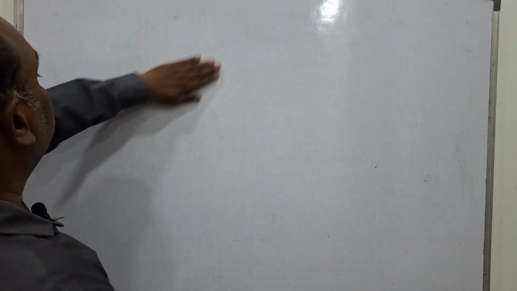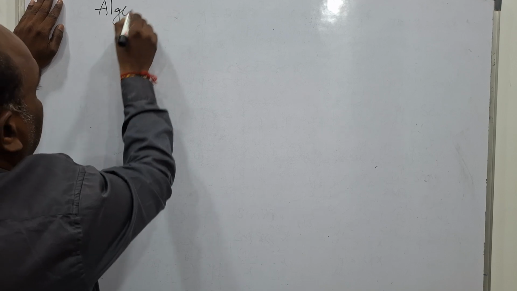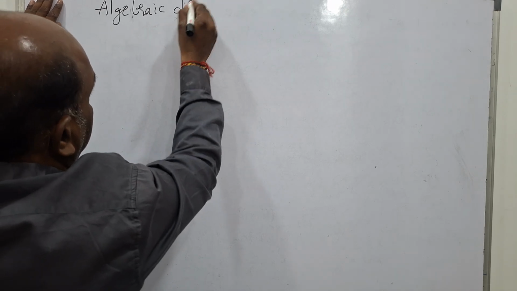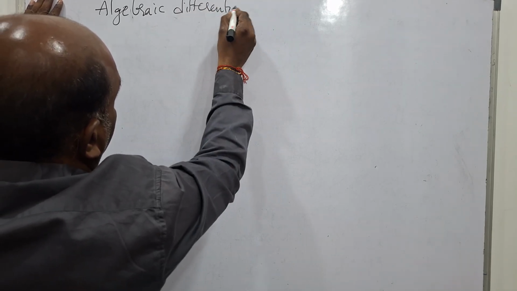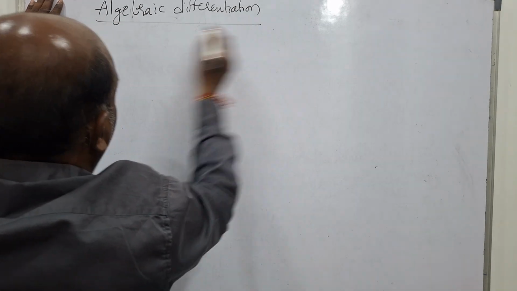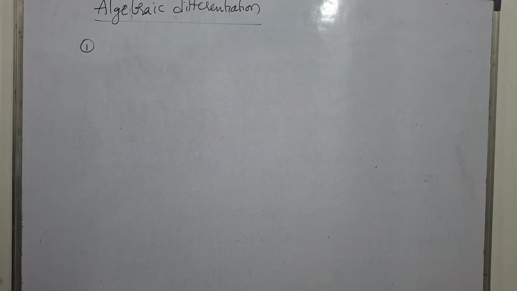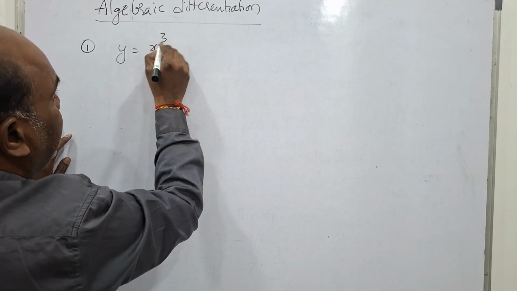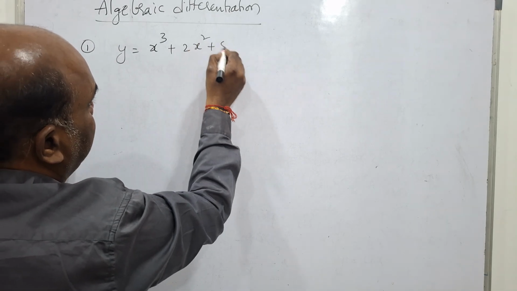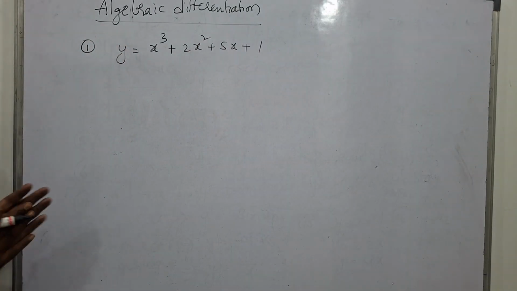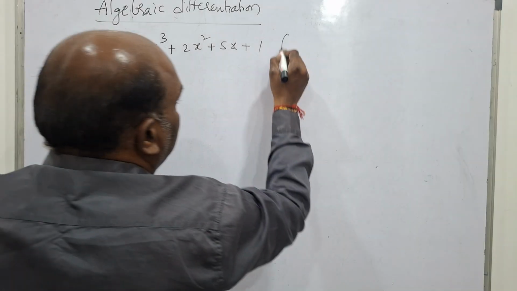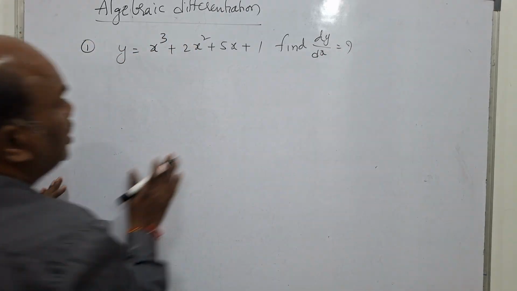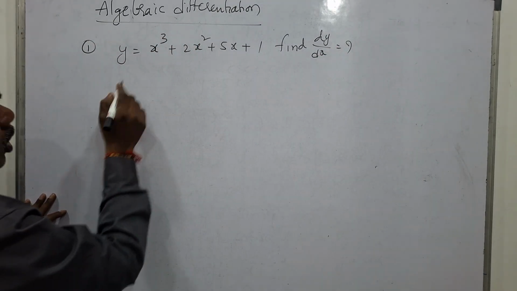Now, algebraic differentiation. Question number 1, beta. Please note down. Y is equal to x power 5, x power 3 plus 2x square plus 5x plus 1. This is the given function. Find dy by dx. That means differentiate the function with respect to x. No doubt x is a variable.